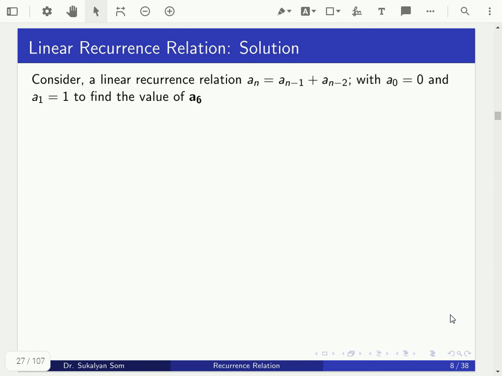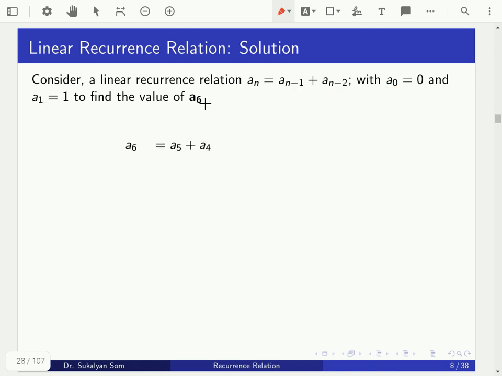recurrence relation. An example has been chosen where a linear recurrence relation an is equal to an minus 1 plus an minus 2 is given, together with its initial conditions a0 equal to 0 and a1 equal to 1. We are supposed to find the value of a6.